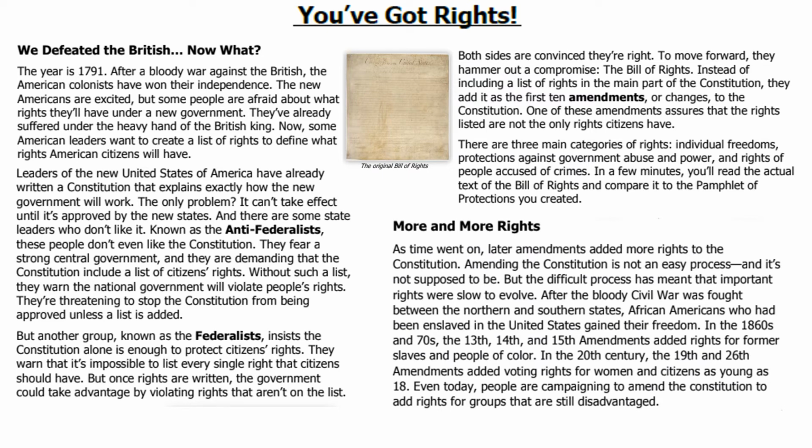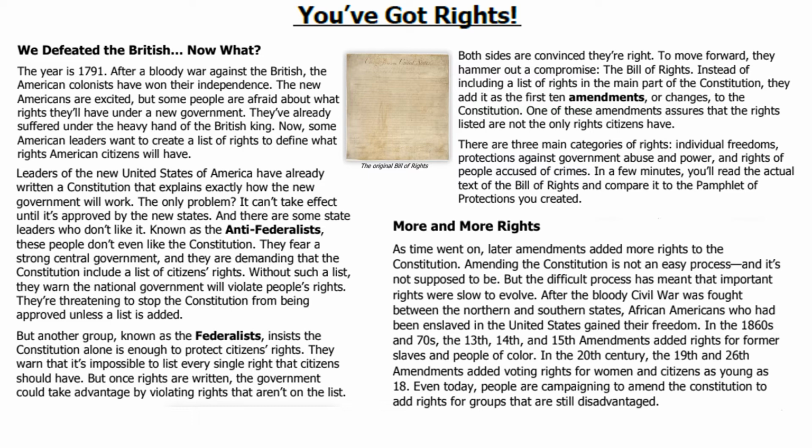More and more rights. As time went on, later amendments added more rights to the Constitution. Amending the Constitution is not an easy process, and it's not supposed to be. But the difficult process has meant some important rights were slow to evolve. After the bloody Civil War was fought between the northern and southern states, African Americans who had been enslaved in the United States gained their freedom.